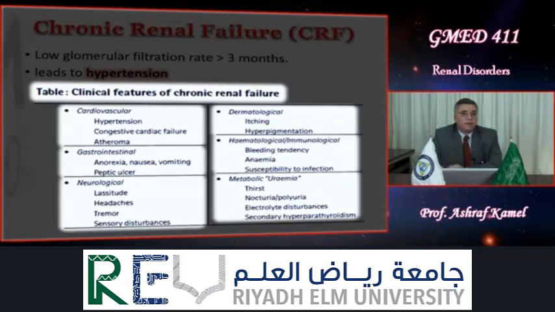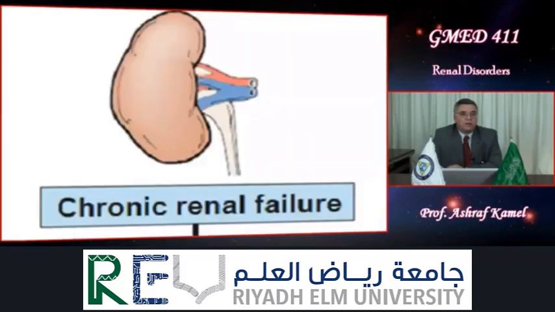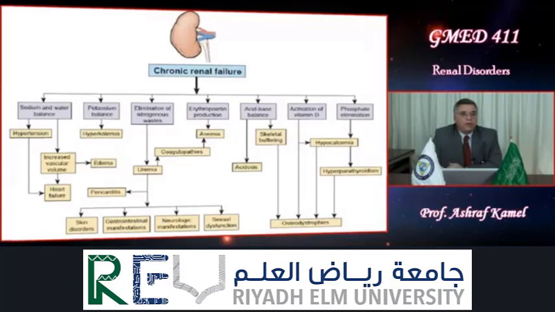In these manifestations, what is relative to the dental treatment are the anemia, the hypertension, the heart failure, the peptic ulcer, and the bleeding tendency. All these should be dealt with. So chronic renal failure is a systemic disease affecting almost all the body systems.